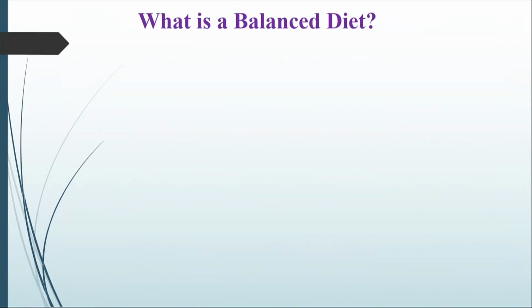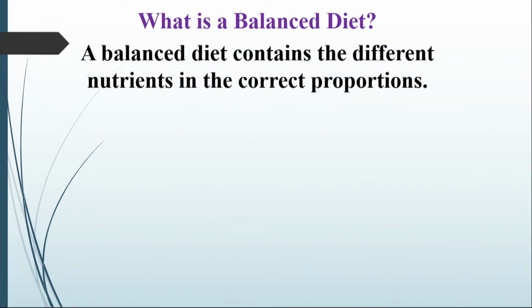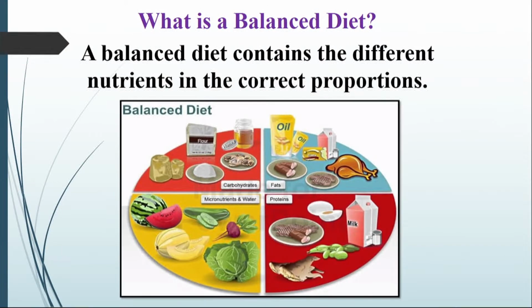But what is a balanced diet? A balanced diet contains the different nutrients in the correct proportion. So a balanced diet contains all these different nutrients, but not too much or too little of them. A balanced diet will contain carbohydrates, fats, and proteins, as well as vitamins, minerals, roughage, and water.